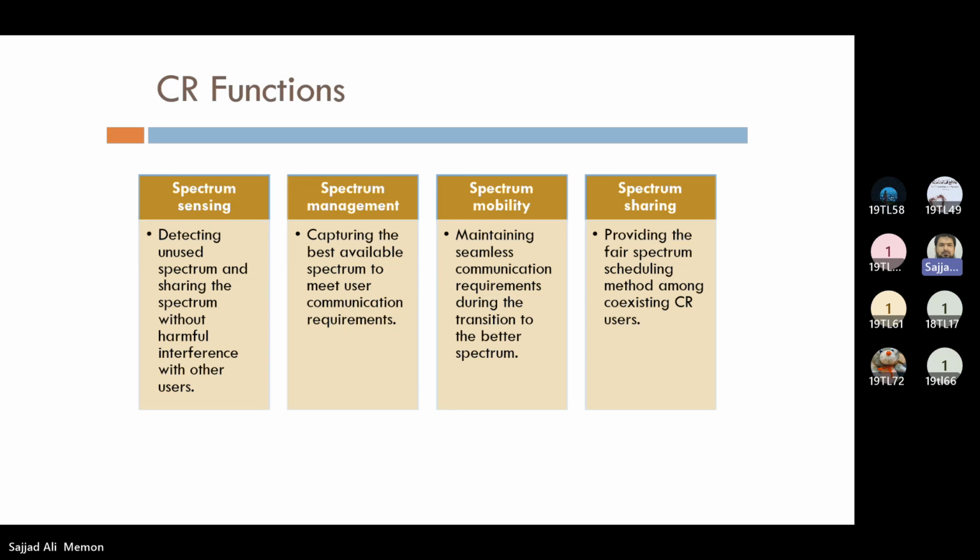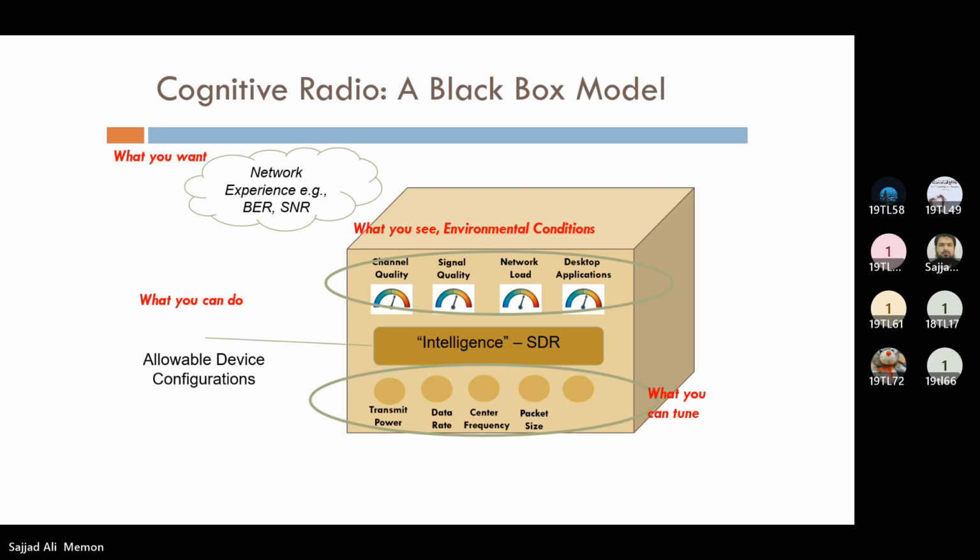So these are the functions. First is spectrum sensing, that is detecting unused spectrum and sharing the spectrum without harmful interference with other users. Then spectrum management, that is capturing the best available spectrum to meet user communication requirements. Spectrum mobility, maintaining seamless communication during the transition to a better spectrum. Spectrum sharing, providing a fair spectrum scheduling method among coexisting CR users.